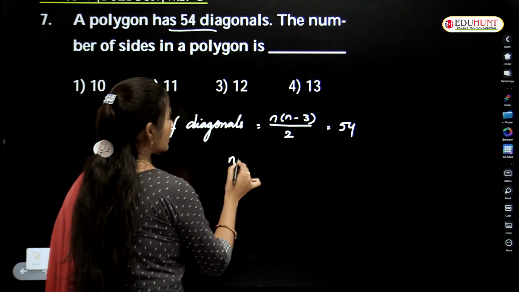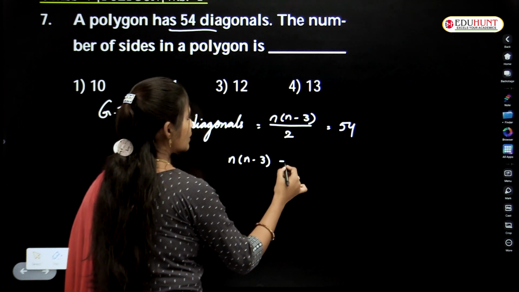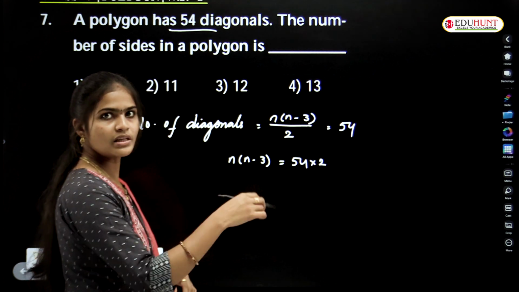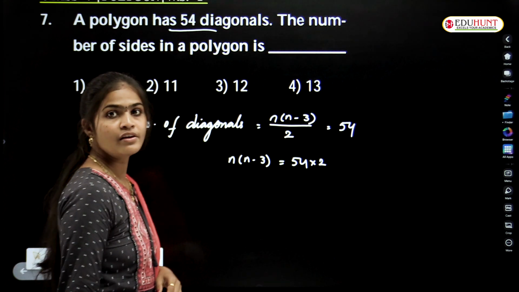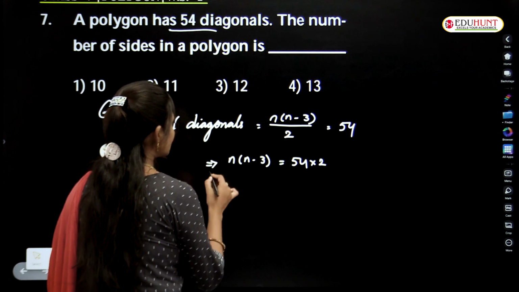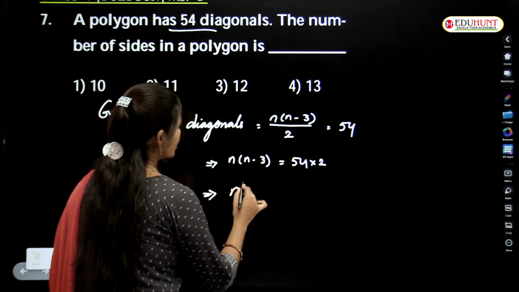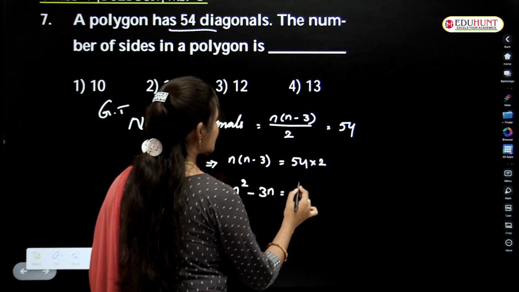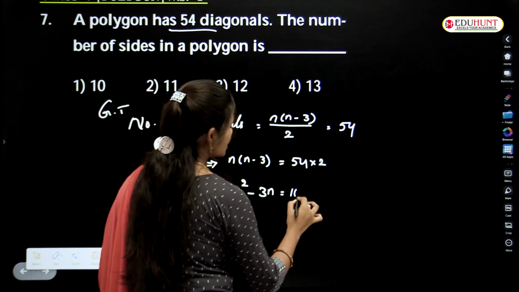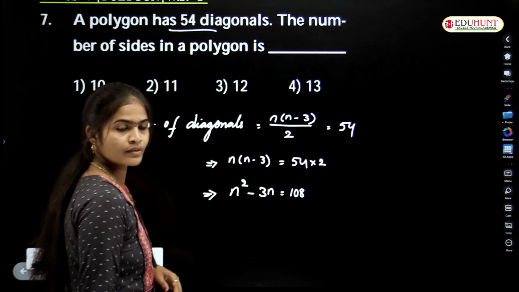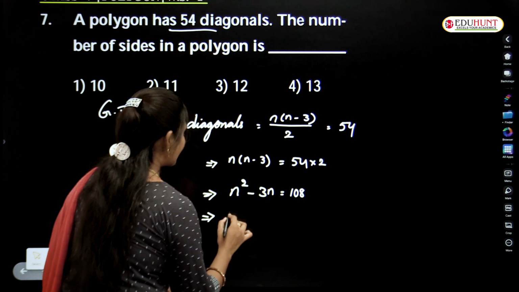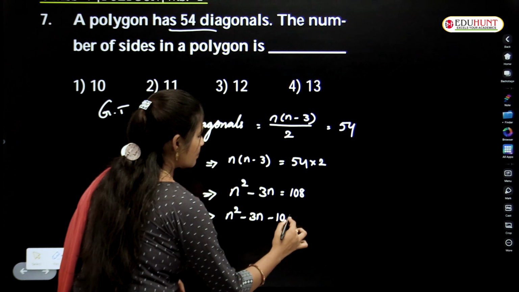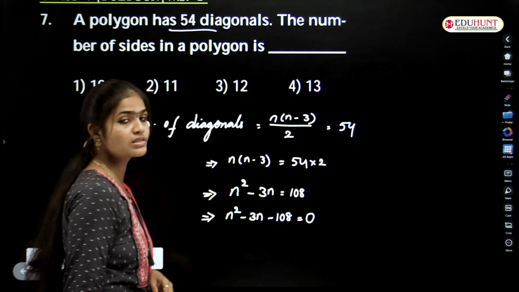So simplify this one. n into (n minus 3) is equal to 54 into 2, because in the division we have the 2. So that becomes, in that multiplication, 54 into 2. n into n is n square, minus 3 into n is 3n, which is equal to 54 into 2, which is 108. Now take that 108 to the left hand side. So n square minus 3n minus 108 is equal to 0.